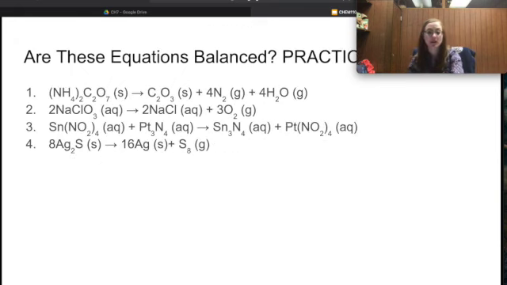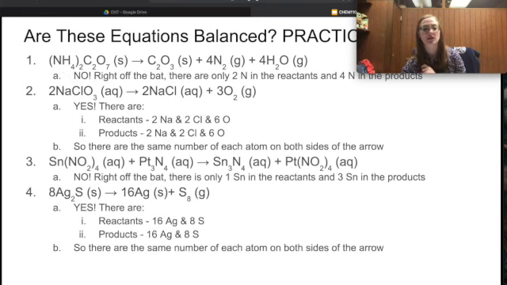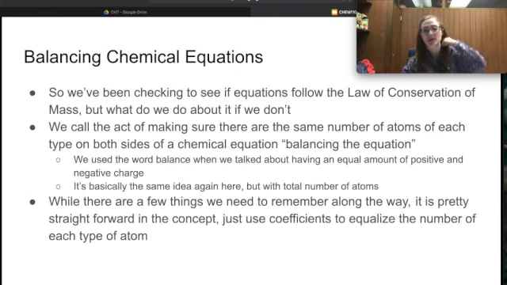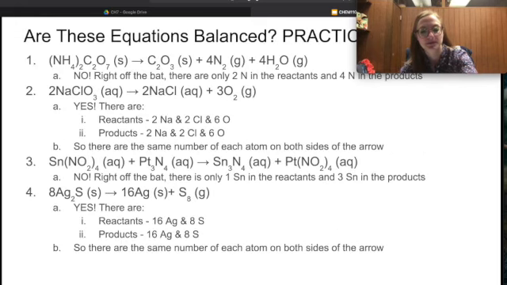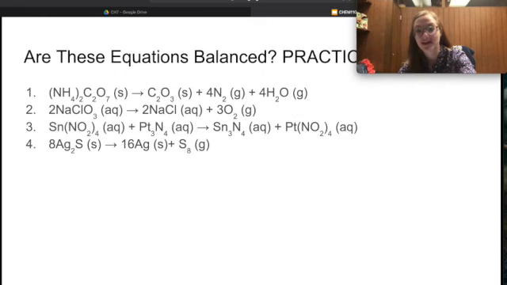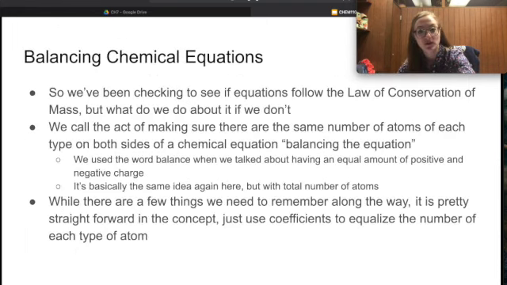So I'm going to leave you with some practice on this subject as well, so you can work through these practice problems. And of course, I have some explanations in the slides as well. So go ahead, check those out, get some practice in, and then come back when you're ready to talk about balancing chemical equations.